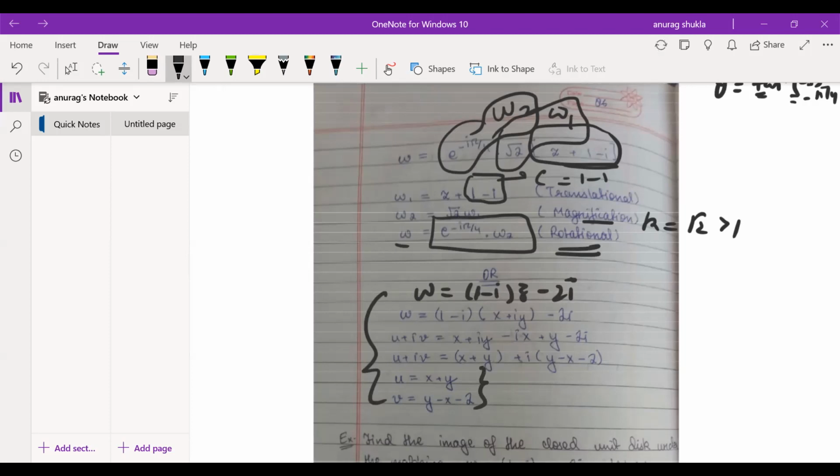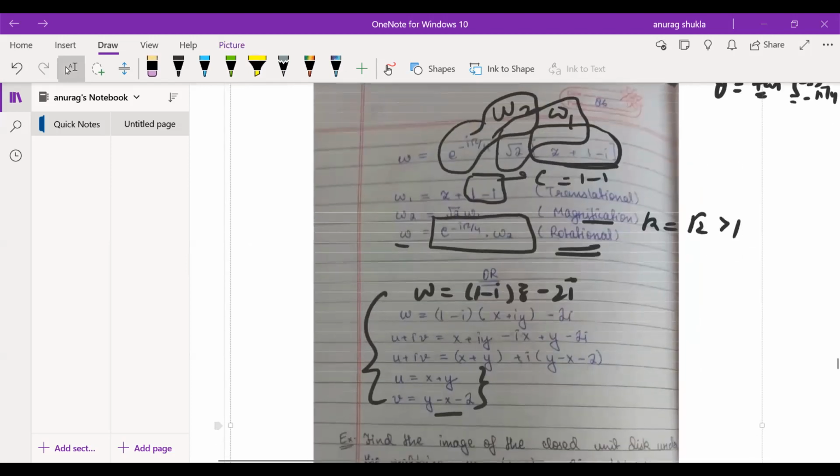u is equal to x plus y. v is y minus x minus 2. The value of x and y is known to you because 0, 0, 1, 0, 2, 1, 2 and 0, 2 are the coordinates of the rectangle. So you can find u, v and you can find the image in the uv plane.